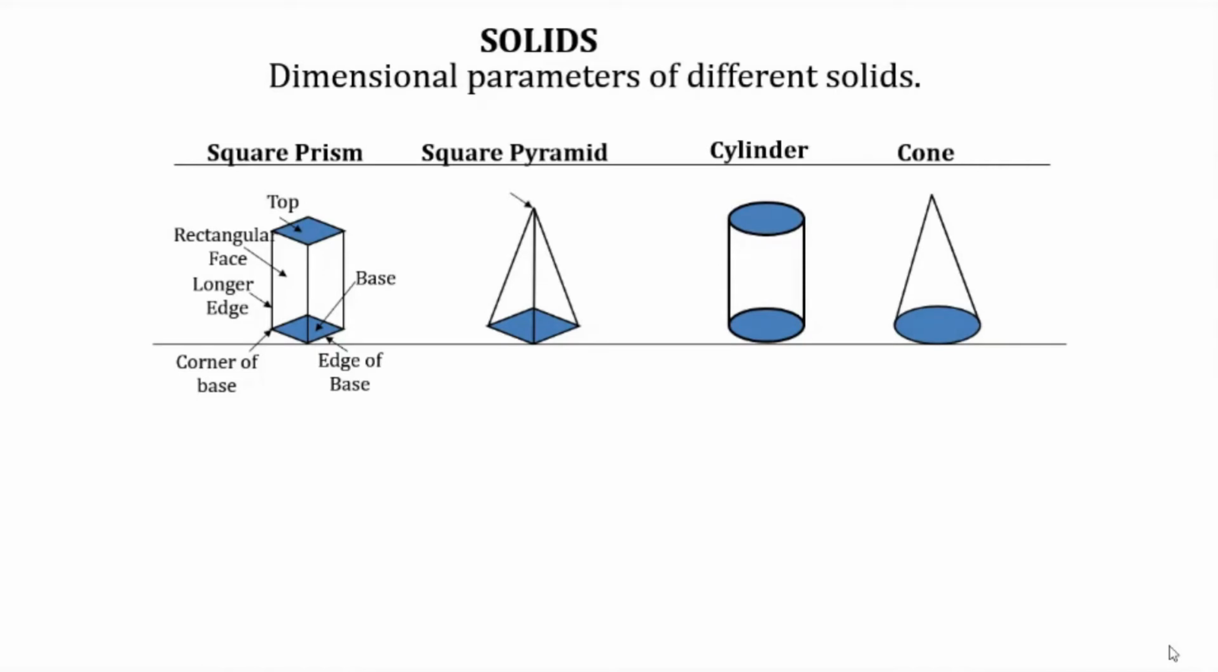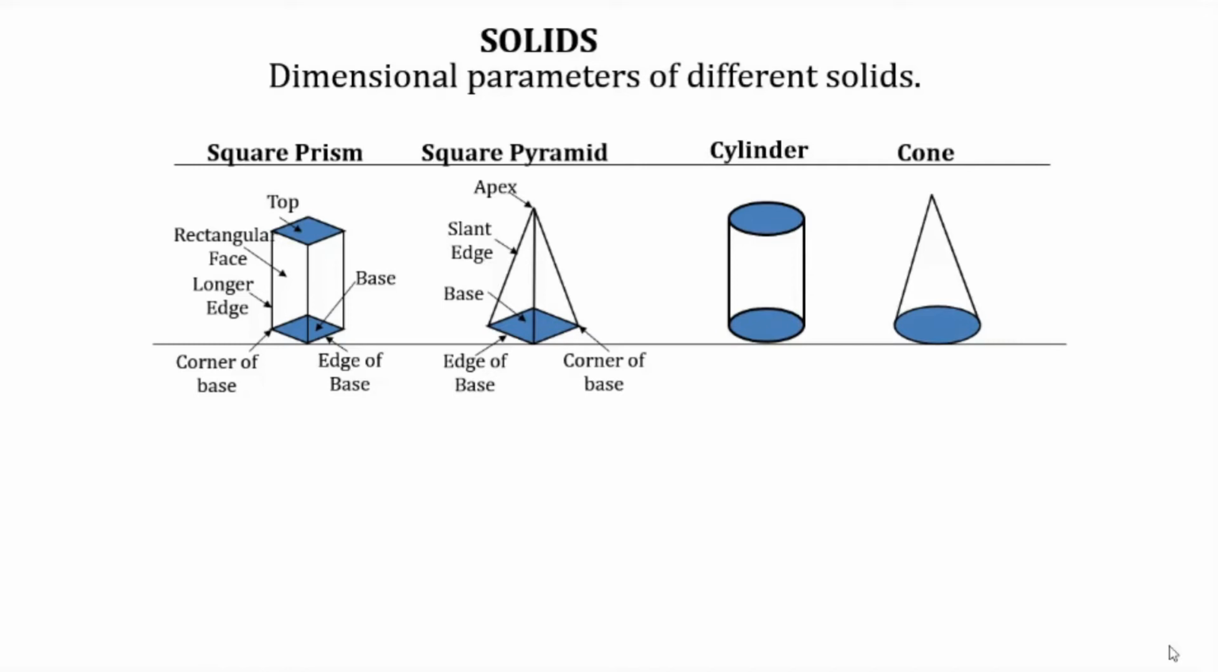Then in the case of a square pyramid, the topmost point, the single point, is known as the apex. Then the slant edge is the edge which joins the bottom or the corner of the base with the apex. That edge is known as the slant edge. Then this is the base. Base is the square face, and the base edge, or the edge of the base, or corner of the base.